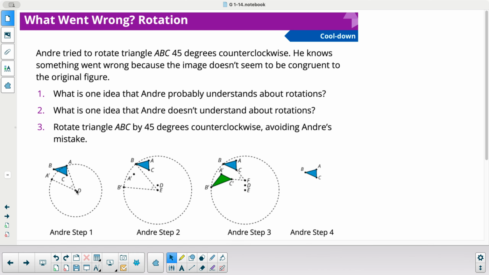So he draws A to A prime. I'm assuming he measured that at 45 degrees and it stays on the same circle. That looks pretty good. Here's B to B prime. Assuming that's the same dimension. And then C to C prime. Definitely got bigger. So I guess where is his mistake? I'm not seeing it.